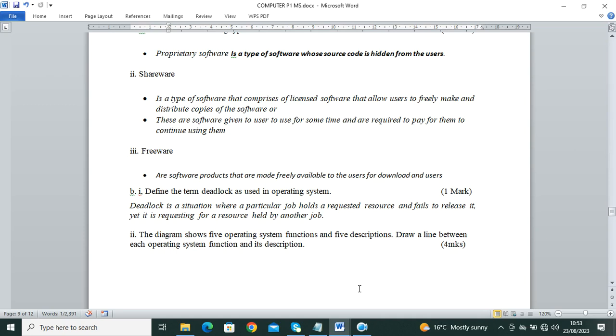That's freeware. Then we have: define the term deadlock as used in operating system. This is our last or third topic in Form 1, operating systems. A deadlock is a situation where a particular job holds a requested resource and fails to release it, yet it is requesting for a resource held by another job. It's just a hang up, simple and clear. When the machine hangs up, that's a deadlock that is happening.